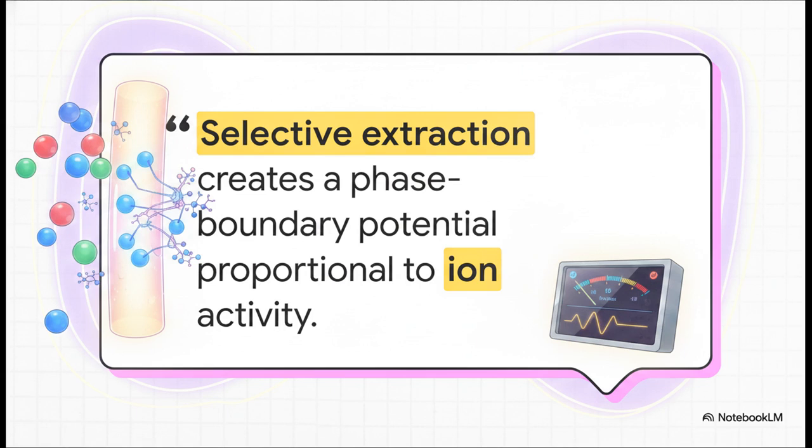Just think about that for a second. We have these specialized molecules called ionophores, and they are physically plucking specific target ions right out of the solution and pulling them into a membrane. This tiny, incredibly selective chemical grab actually generates a physical boundary of electrical potential, and that potential? It's directly proportional to exactly how much of our target ion is swimming around in the sample.